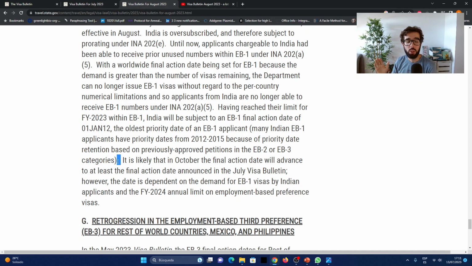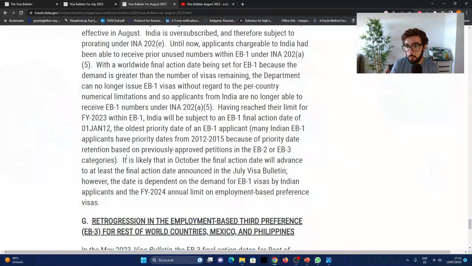So they are going to issue this measure. So they are not going to give any more EB1 green cards to India in this current fiscal year. The good news is that the fiscal year will finish in September. So at the end of September, that's the end of the fiscal year. In October, we have a new fiscal year. Okay, that's the silver lining here.